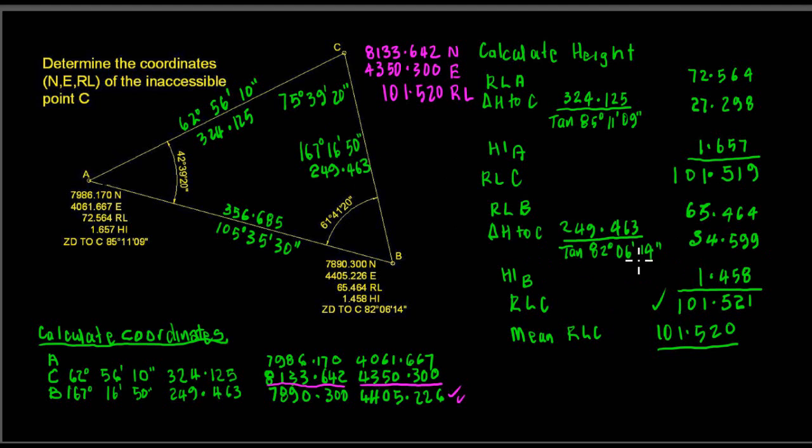34.599. Height of instrument at B, 1.458. Add them all together, 101.521. Oh, that's pretty close. Let's take the mean, and we get a mean RL of C, 101.520. What could be easier than that?